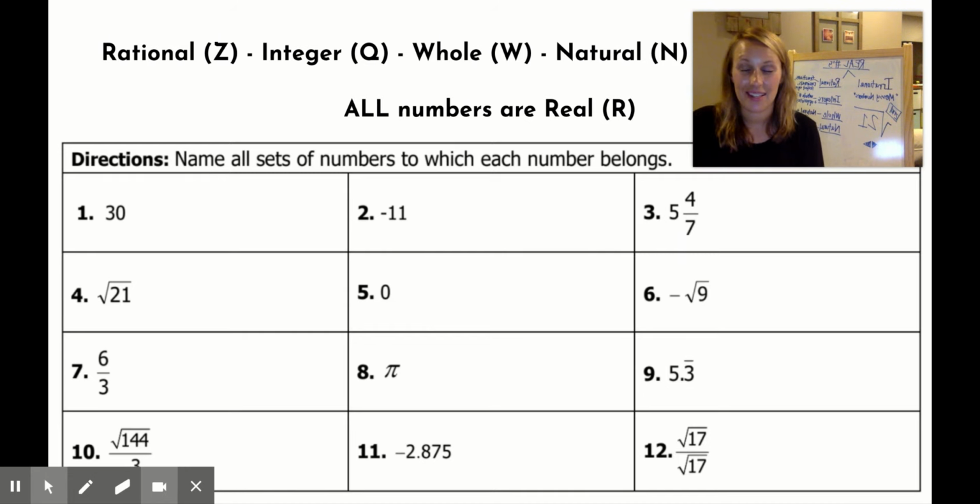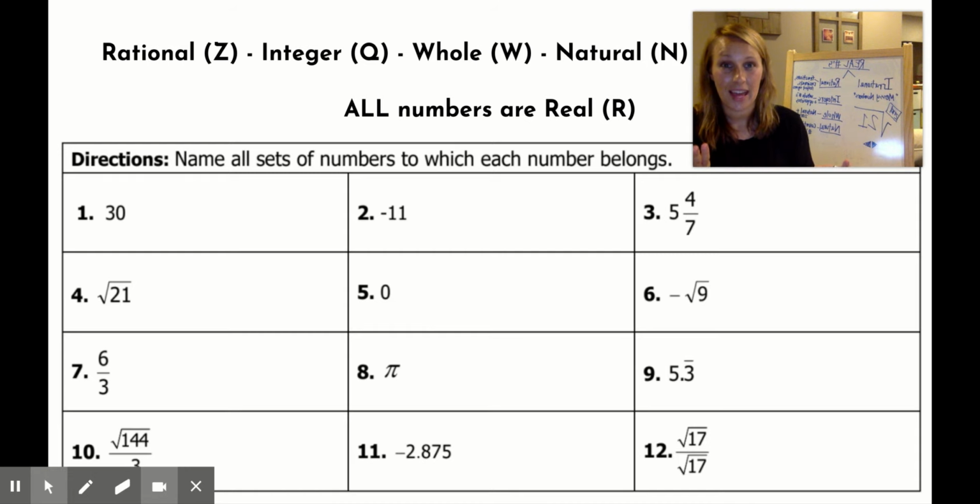How about number 7, 6 over 3? Go ahead and type that into your calculator using the fraction key, A over B, or the N over D, depending on your calculator. N over D is how you type in a fraction, and if you press enter, and then that little double arrow key again, it should simplify it to 2. 6 over 3 is 2. We simplify before we classify. 2 is a counting number, so it's natural, and because it's natural, it's all of the ones above it. So natural, whole, integer, and rational.